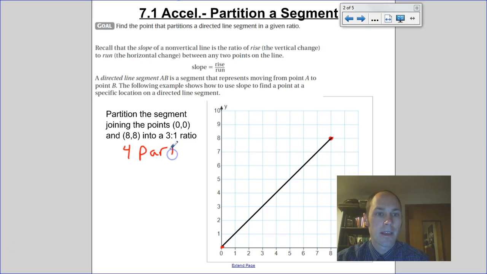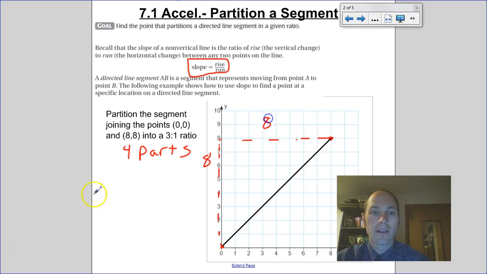notice I want to break its vertical component and its horizontal component into 4 parts, because a line has a slope, which is a rise over run. The rise is the vertical change, the run is the horizontal change. So we want to find the specific location that puts this directed line segment in a 3-to-1 ratio. So if I take a look at what I have right now, notice that the slope of this line segment is 8 over 8, which is 1. So the slope is 8 vertical, 8 horizontal, which is a change of 1.